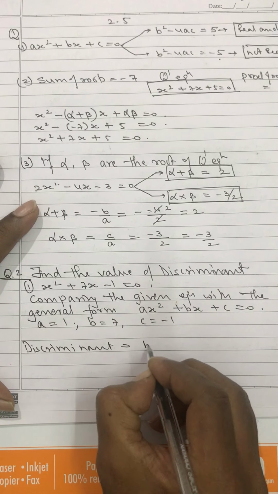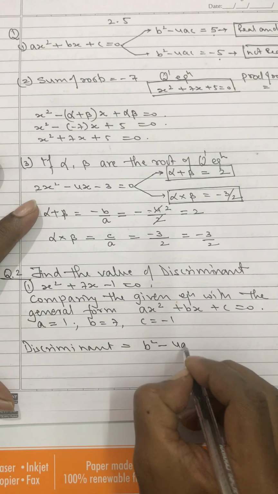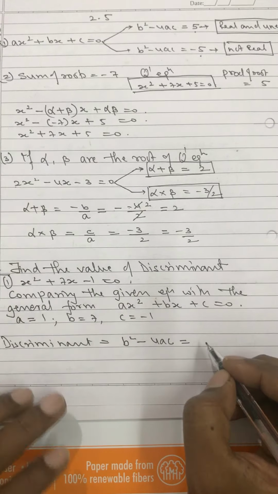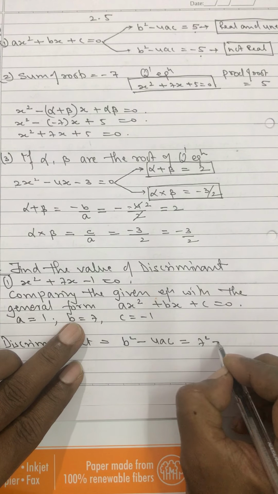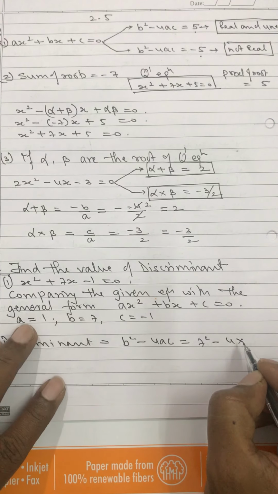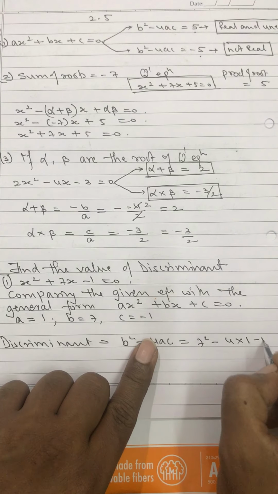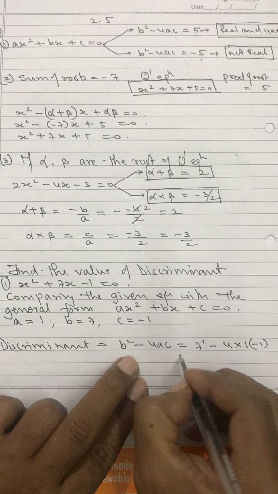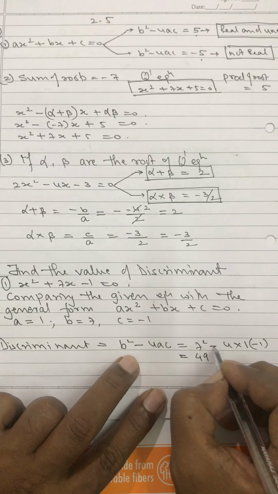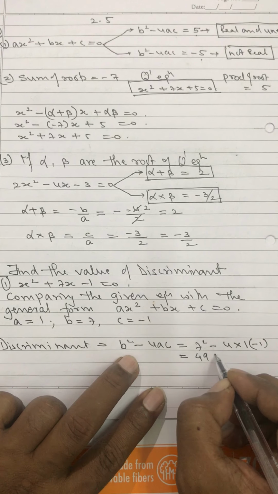Fine. So the discriminant, what is the formula of that? b square minus 4ac. What is b? 7 square minus, of the formula, 4 into a, which is 1, and into c, which will be again minus 1. Fine. So this will become 49, minus minus plus, 4 ones are 4.